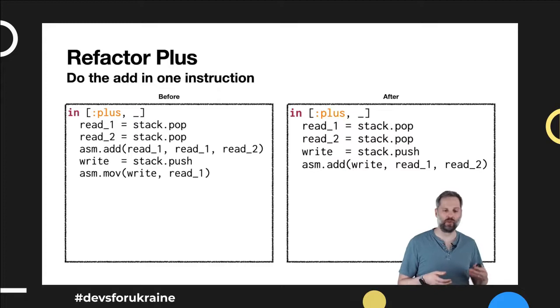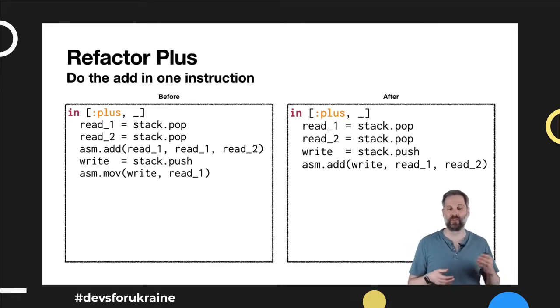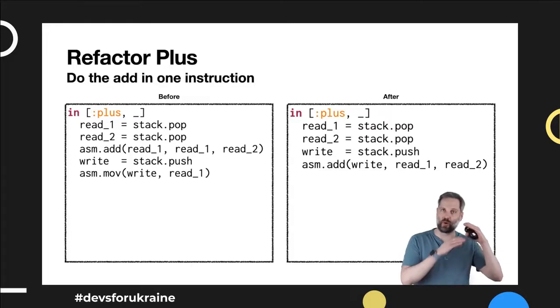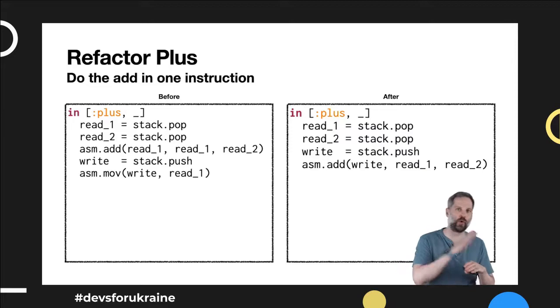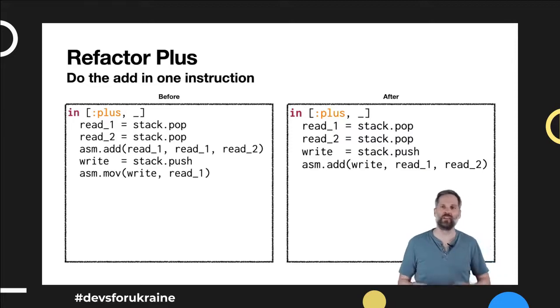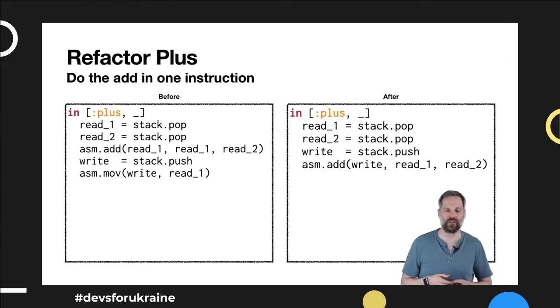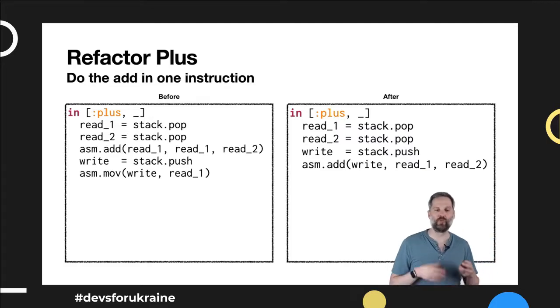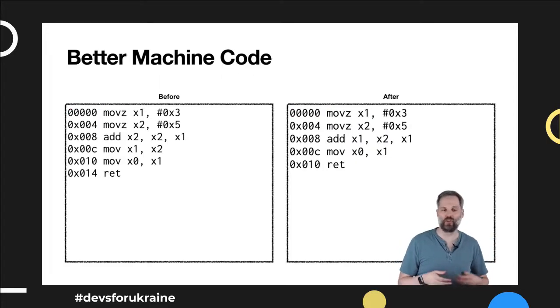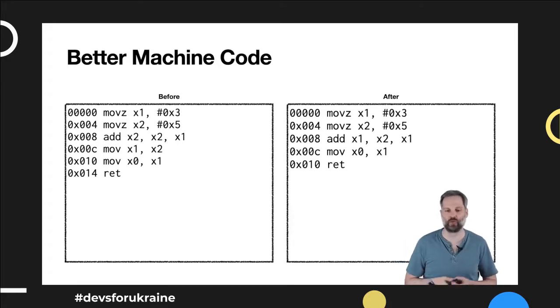Instead of doing an add and then a write, we say, hey, I'm going to pop twice to understand where we need to read the two values, and then I'm going to push once so I know where to write the result value, and then I add those together. So we say, hey, add, here's the write location, and I want you to write the addition of these two registers into that write location. If we make that simple little change, we'll see that we end up with better machine code as output. We have one fewer instruction.